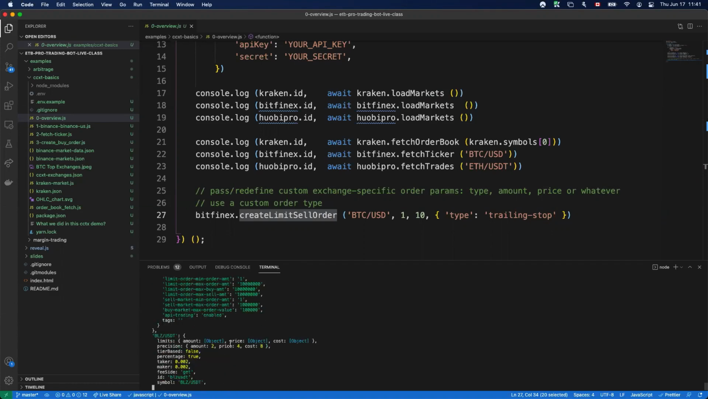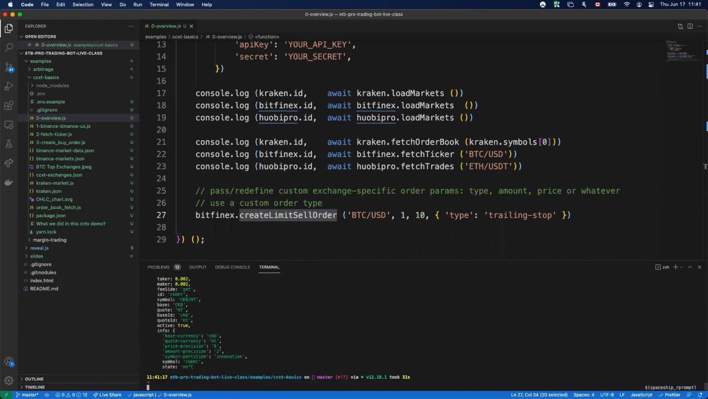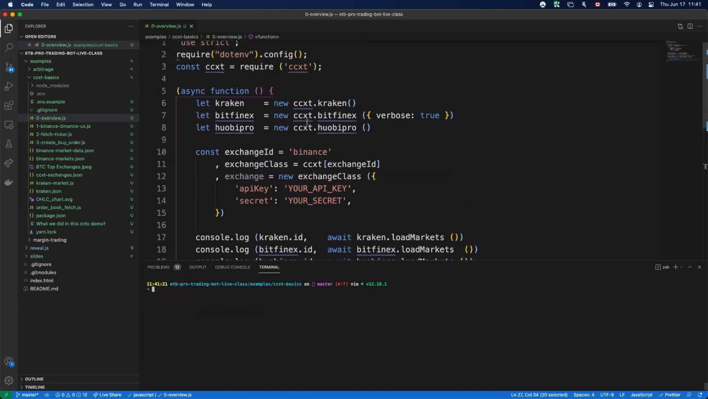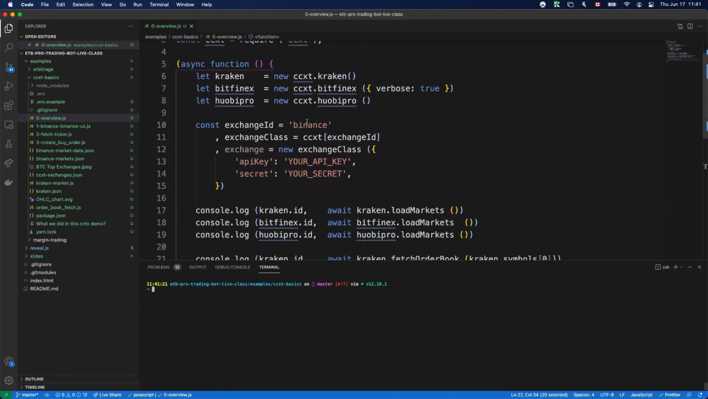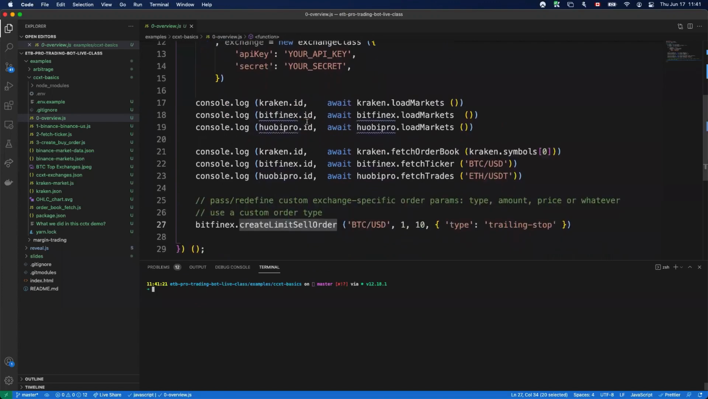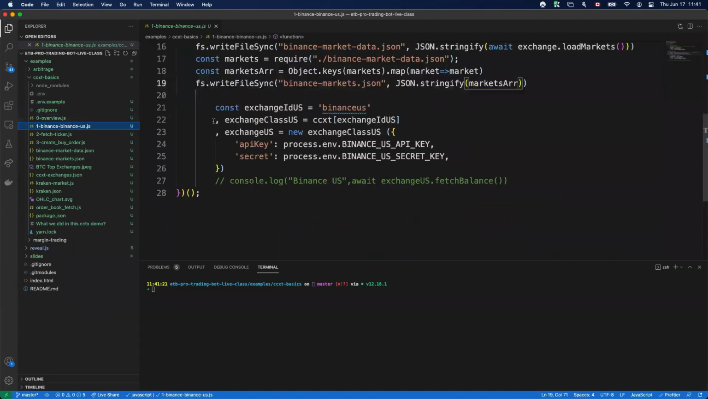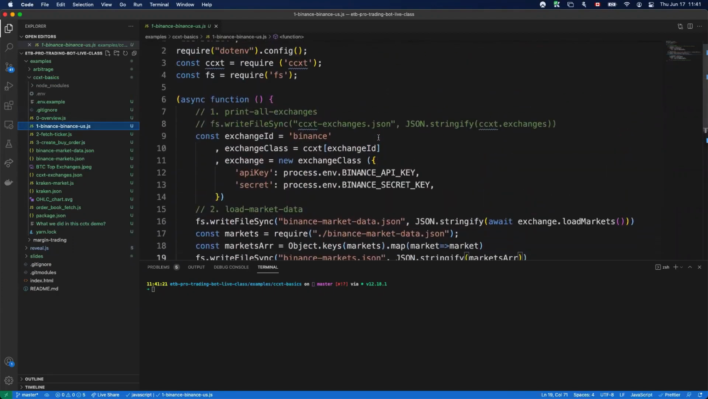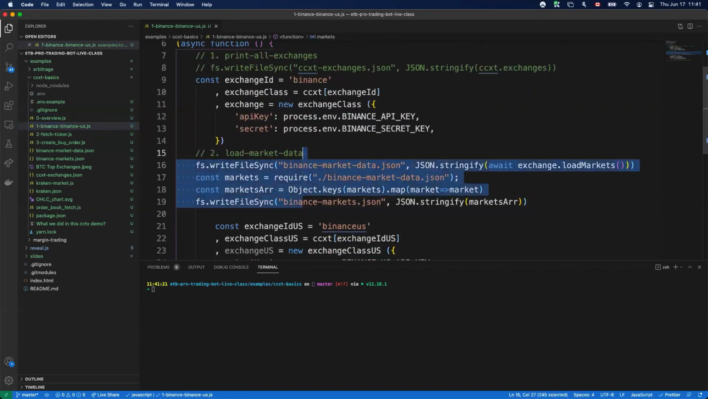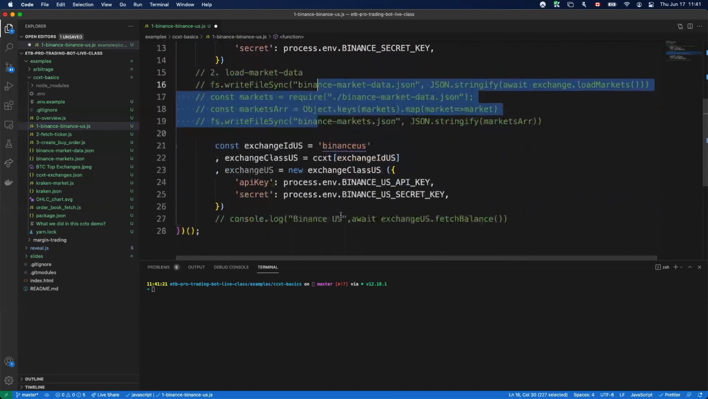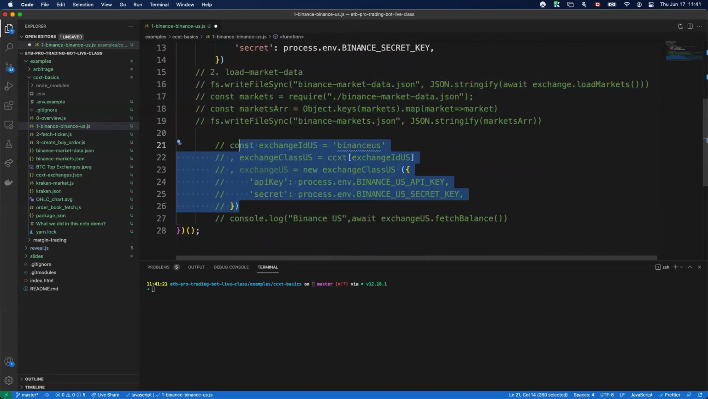Again, this is a lot of data. In our next script, we are going to be more specific about what we want to do. So this is a high-level understanding of what CCXT is and how we can use it. In the next example, we are going to look into printing all the exchanges which are available on CCXT. I'm just going to comment out the rest of the code as we don't need it.